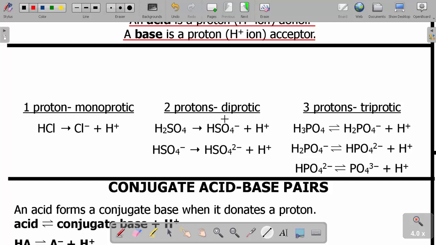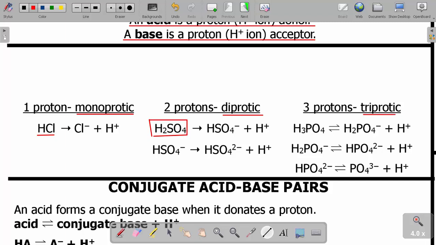So if they say give an example of a diprotic acid, you must know it is sulfuric acid, because it donates two protons. What about an example of a monoprotic acid? You know it is hydrochloric acid, because it donates one proton. Then if an acid can donate 3 protons, we call it triprotic.